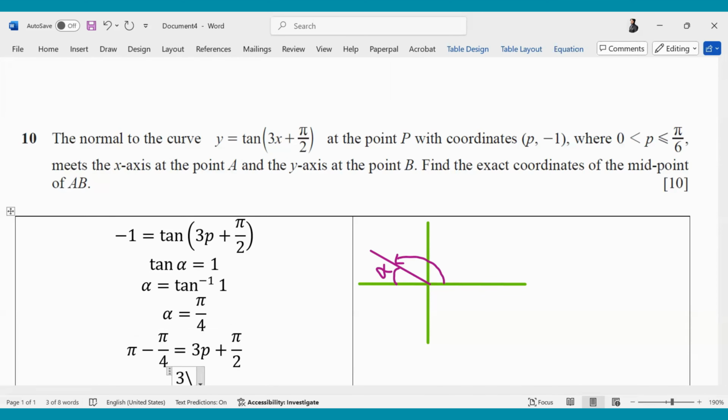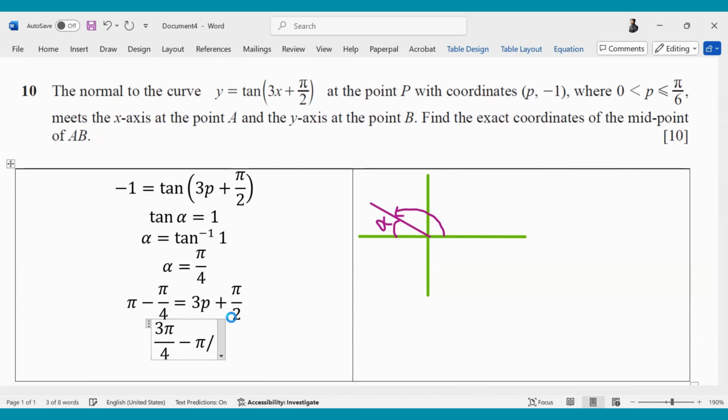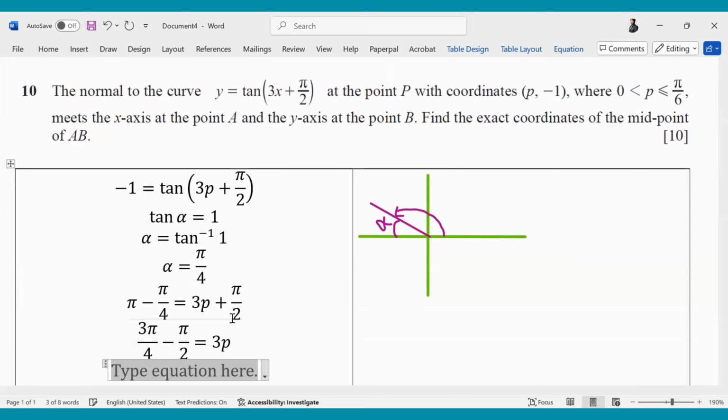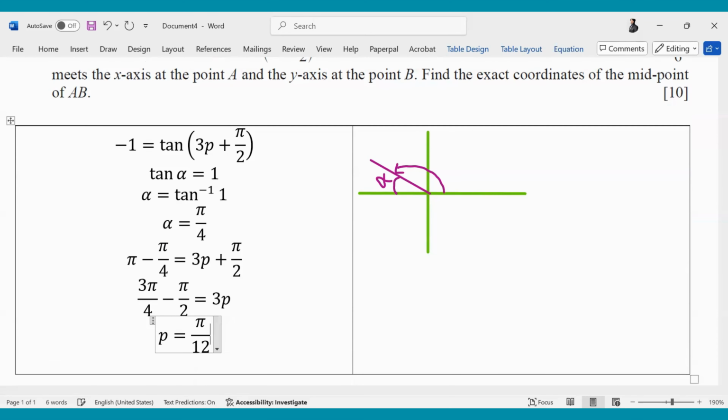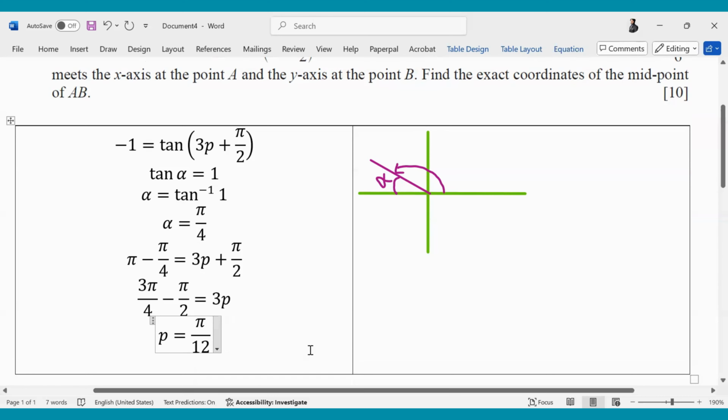So pi minus pi by 4 is 3 pi by 4, minus pi by 2 is 3p. Simplify this: 3 pi minus 2 pi over 4, it is pi by 4. So I'm directly writing p as pi by 12. Is this what you are getting? The value of p first. Does this make sense now? What else do we need?